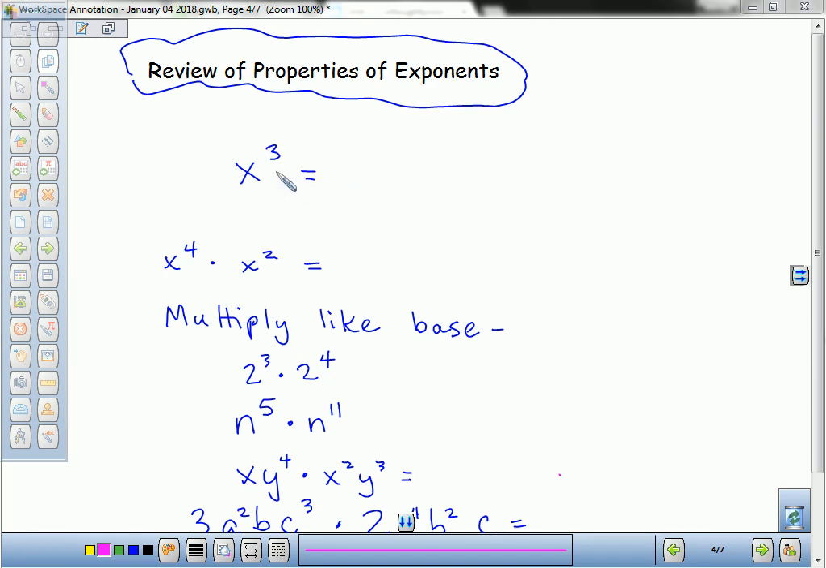So in x to the third, what does that mean? It really just means repeated multiplication. So x to the third means x times x times x. It's just kind of a shortcut way of writing that.